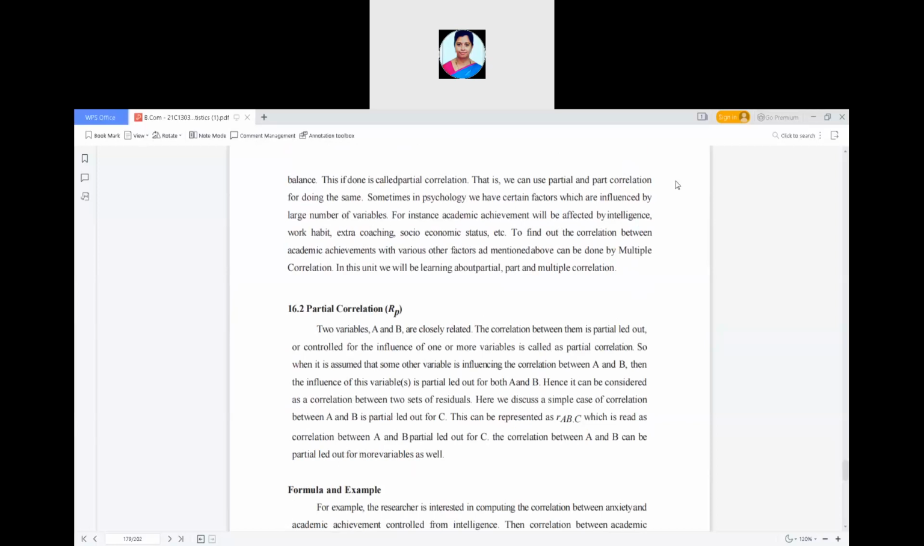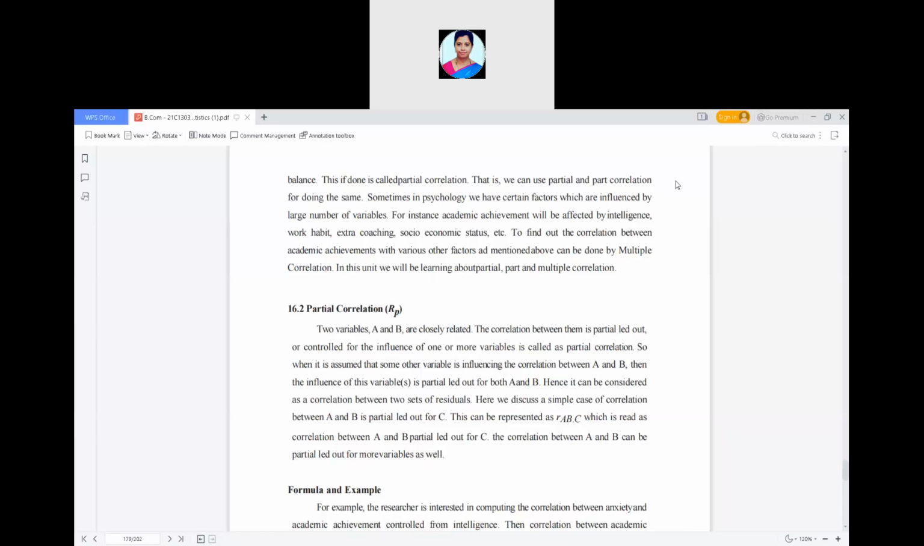Here we are considering two variables, A and B, that are closely related. The correlation between them is partial. That is, the influence of one or more variables is removed, and this is called partial correlation. When it is assumed that some other variable is influencing the correlation between A and B, the influence of this variable is partially let out for both A and B. Hence it can be considered as a correlation between the two sets of residuals.